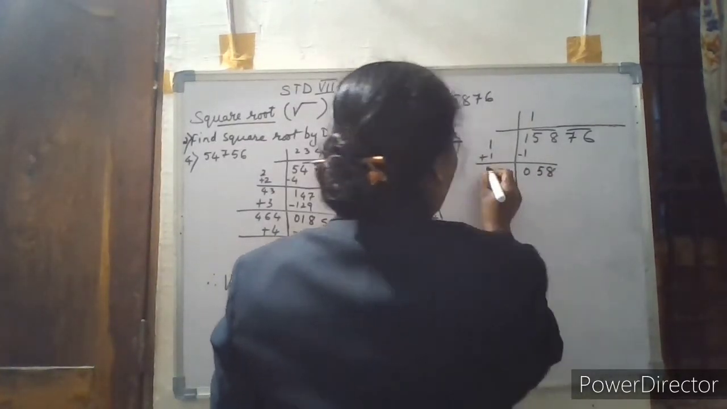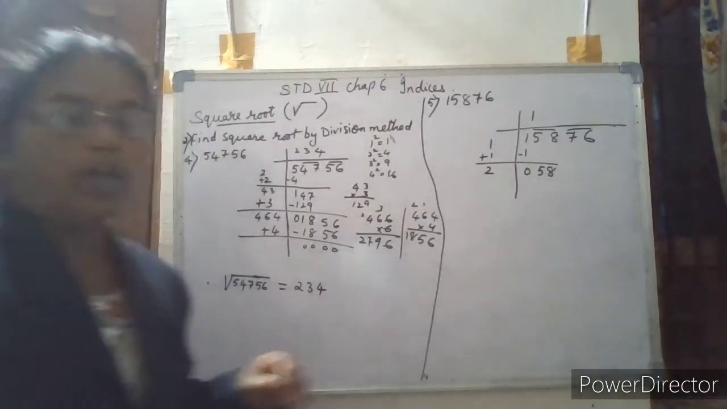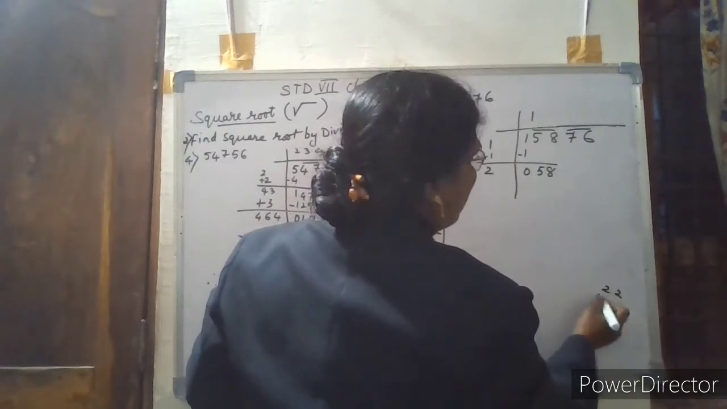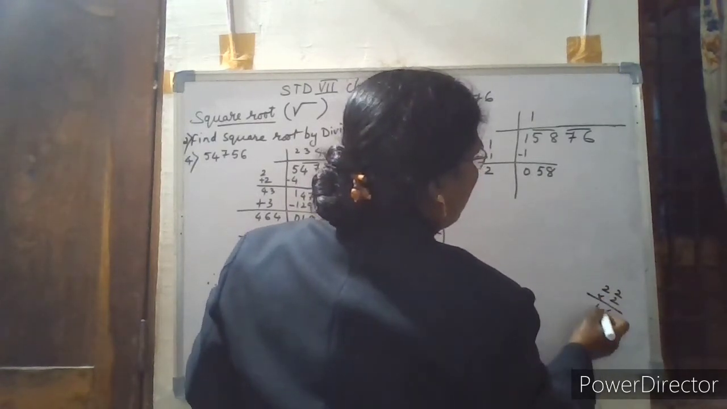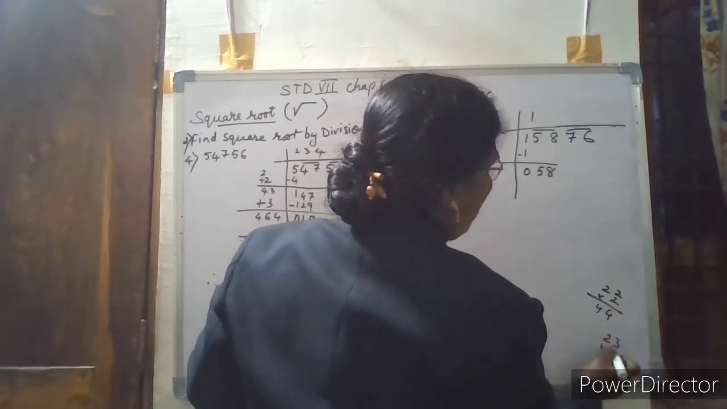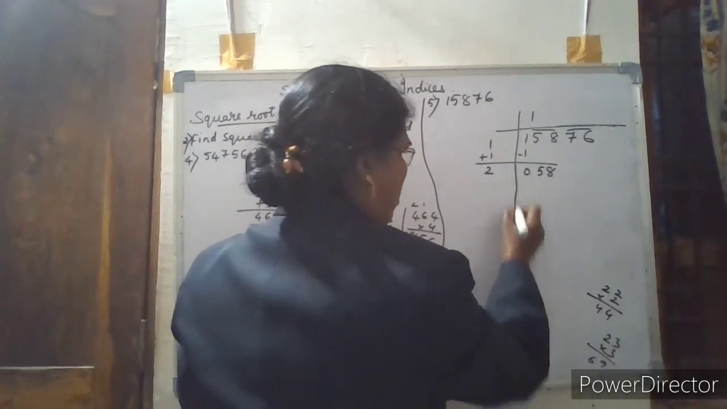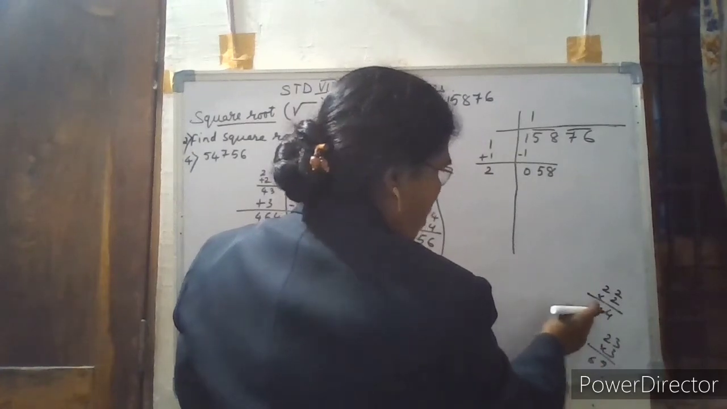Now if I take 2, 2 into 2, 2 to the 4. If I take 3, it will be more. 3 to the 9, 3 to the 6. I am not getting 58 nearest. So take this 2, you put here 2 and plus 2.